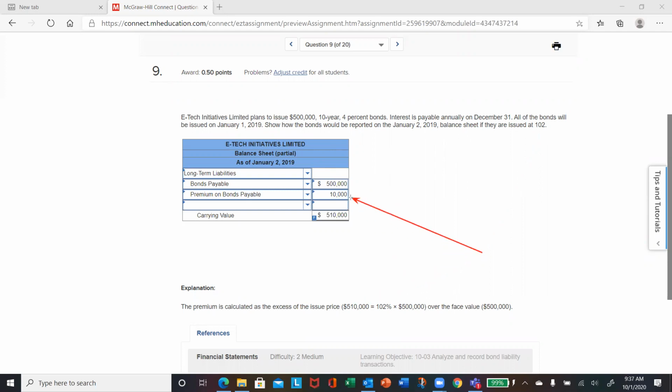So that 10,000 will be called a premium, because in these bonds, apparently, the stated rate of 4% is more than the market rate. So the carrying value would be the face amount plus that premium of 10,000, which is being sold over the face. So 10,000 more than 500,000 is called the premium. You add those two together, the initial carrying value will be $510,000.